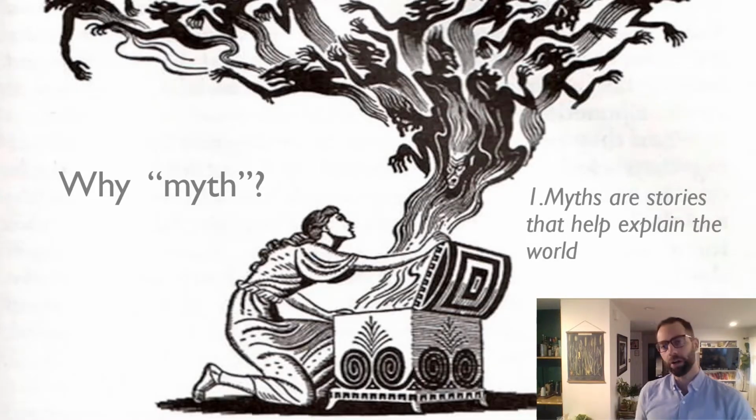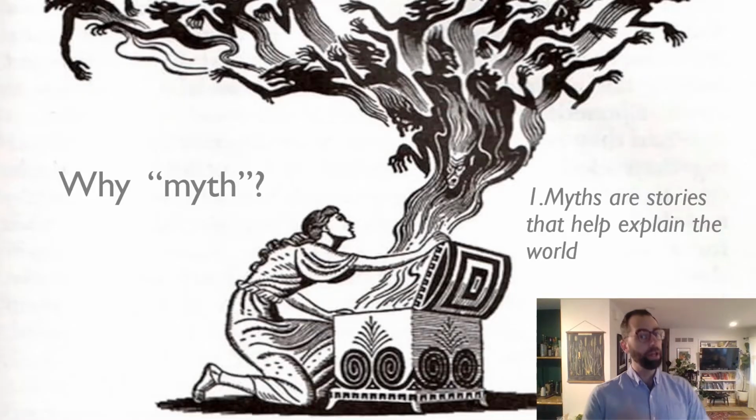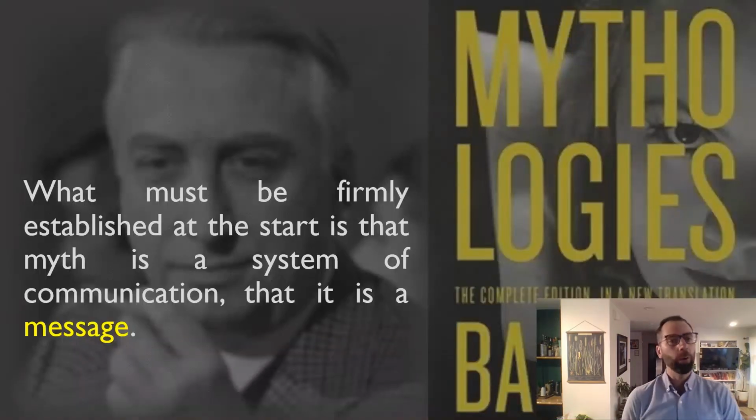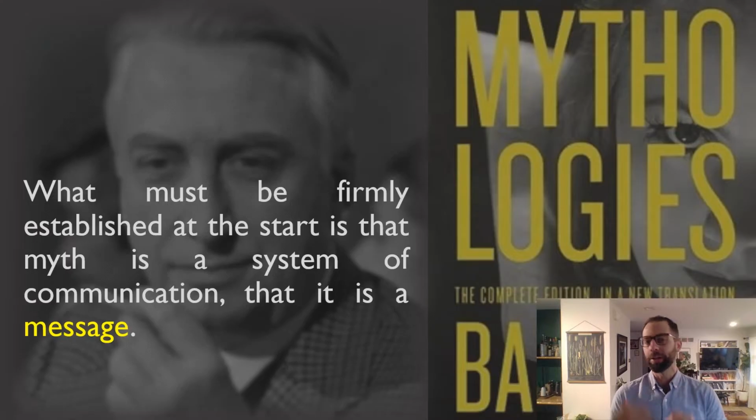Number one, myths are stories that help explain the world, and they often contain messages through stories. So Barthes will say, what must be firmly established at the start is that myth is a system of communication, that it is a message. Just like you might say the message of the myth of Icarus, who flies too close to the sun and melts his wax wings, is something like, beware of unchecked ambition. You might say that the mass cultural myths that Barthes is looking at are also messages.